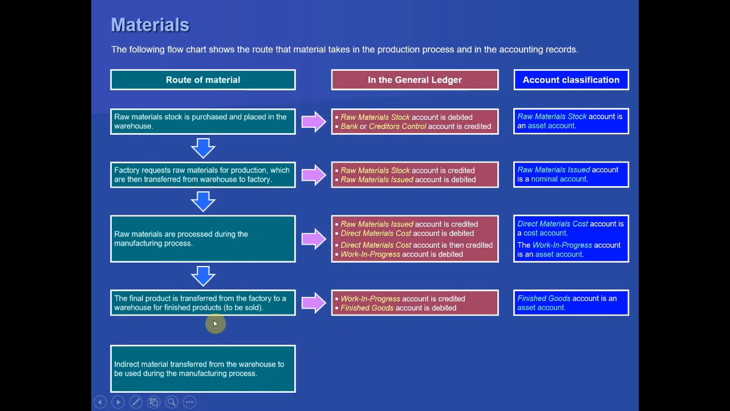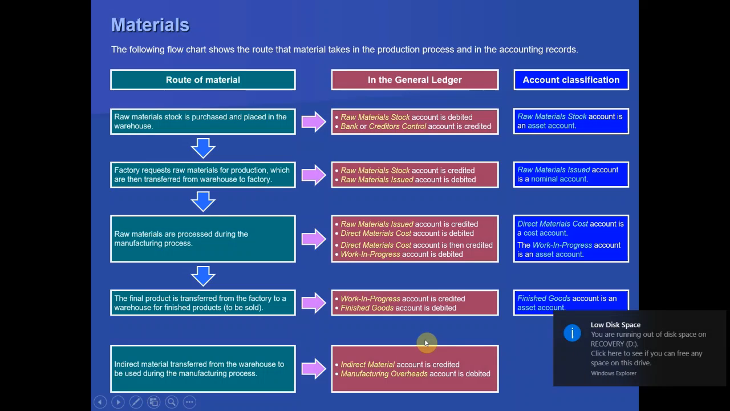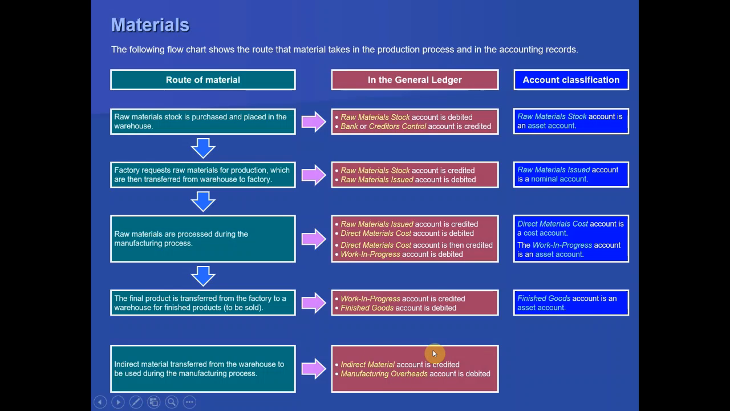So then finally we have to focus, these were all the direct materials. We also have to focus on the indirect material transferred from the warehouse to be used during the manufacturing process. So that's a bit simpler. The indirect material, which we originally would have debited as an expense, we now get rid of it. We will therefore have to credit indirect material, and we transfer it to the manufacturing overheads.